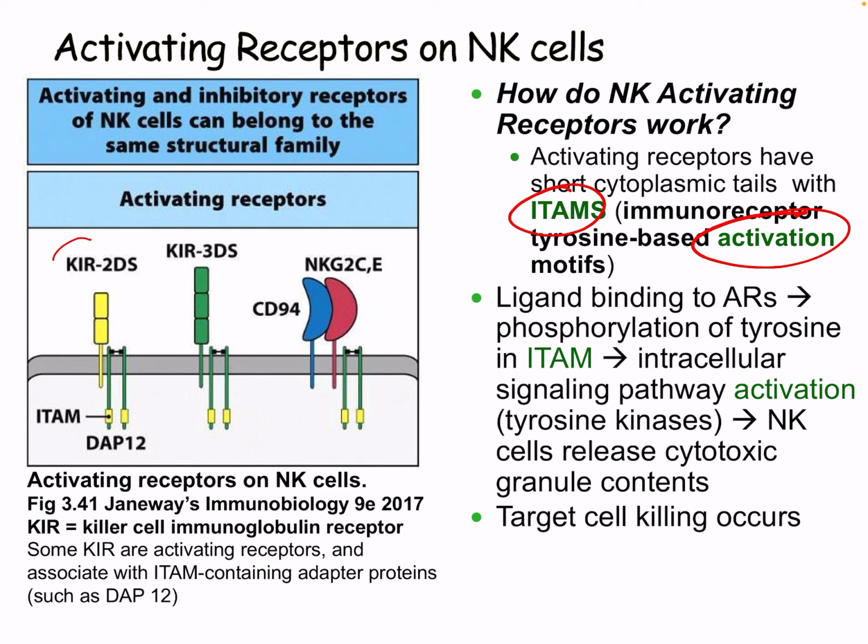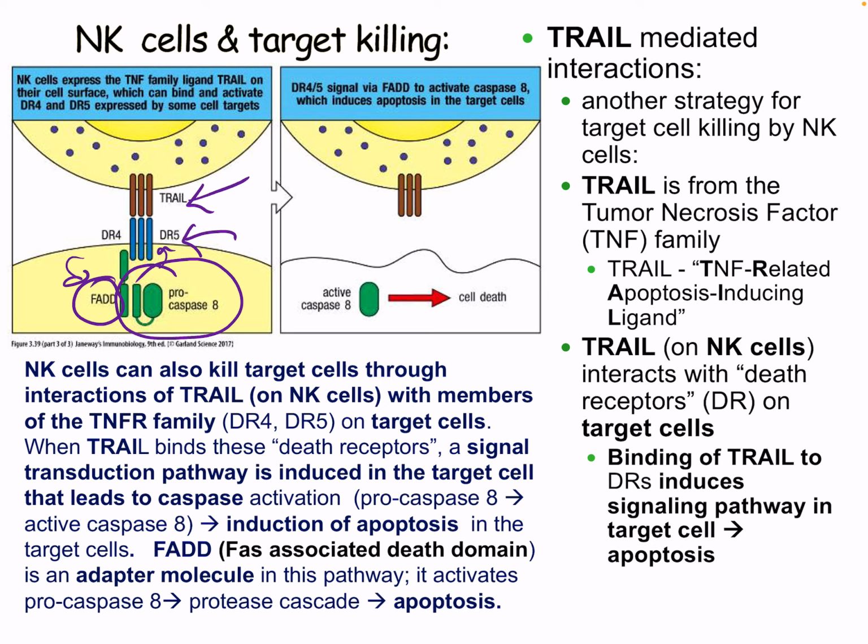So another way of NK cell function is through TRAIL-mediated actions. The TRAIL-mediated interactions are another strategy for target cell killing by NK cells. TRAIL is from the tumor necrosis factor receptor family. TRAIL stands for tumor necrosis factor related apoptosis inducing ligand. So it kind of gives its function in its name here, apoptosis inducing ligand. TRAIL, which is on NK cells, interacts with a cool receptor, at least name-wise, called death receptor on target cells.